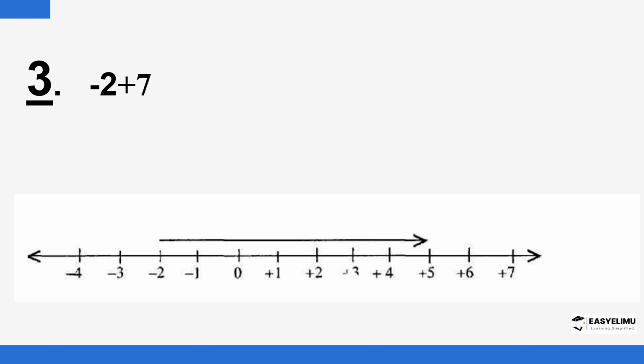So we have -2 now, and the first number is -2, so we are starting from -2. Then the sign here: where are we moving to? To the right. So we're moving to the right, the positive side of the number line.